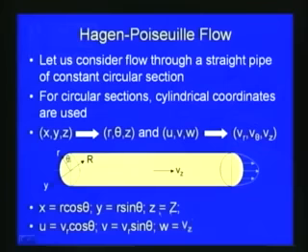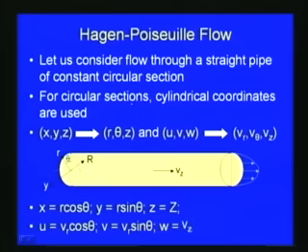Here, corresponding to the Cartesian coordinates x, y and z, we consider r, theta and z, and corresponding to the velocity components u, v, w in the x, y, z directions, we consider v r, v theta and v z. Correspondingly, with respect to this figure we can write x is equal to r cos theta, y is equal to r sin theta, and z is equal to z. Then we can write u is equal to v r cos theta, v is equal to v r sin theta, and w is equal to v z.